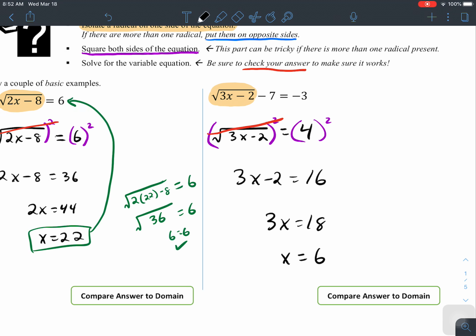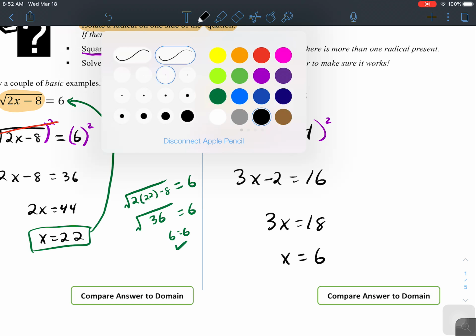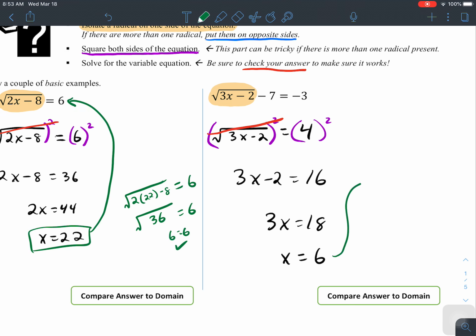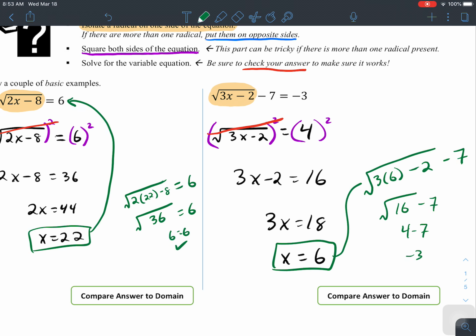So now I just have to check. Again, you can type it in your calculator. You would type in the square root, 3 times 6 minus 2, and there's a minus 7 on the outside. If I type that in my calculator and hit enter, I should get negative 3. And we'll see. 18 minus 2 is 16. Square root of 16 is 4. 4 minus 7 is negative 3, which is exactly what it should be. So therefore, my answer is right.